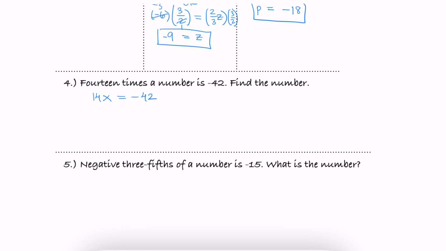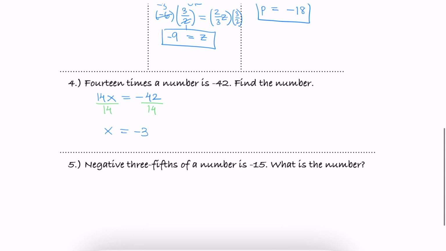Now, to get rid of the 14 here, I'm going to have to divide by 14 on both sides, the inverse function of multiplication. 14x divided by 14 is x. -42 divided by 14 is -3. So our number is -3. And 14 times -3 is -42, so that checks out.